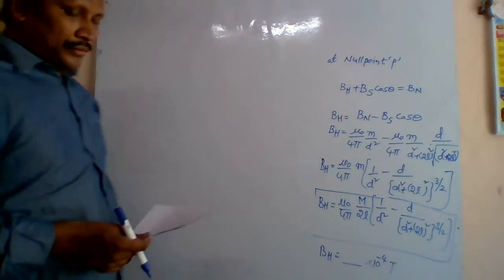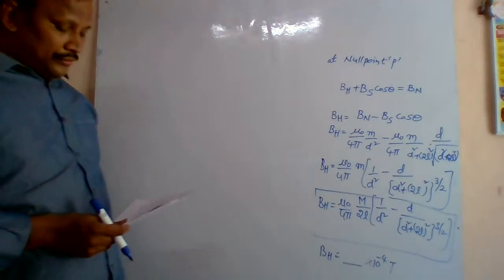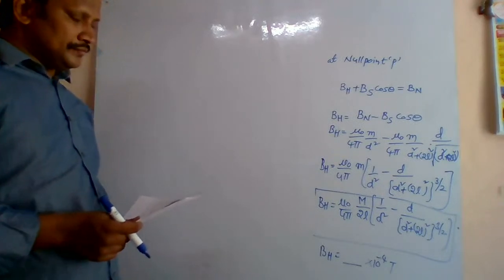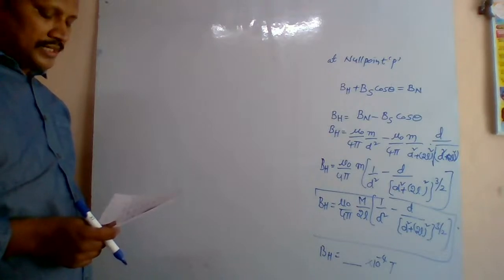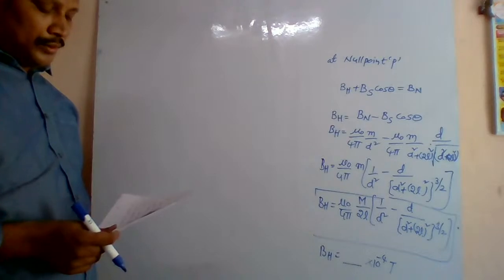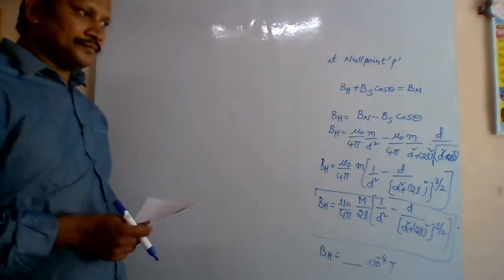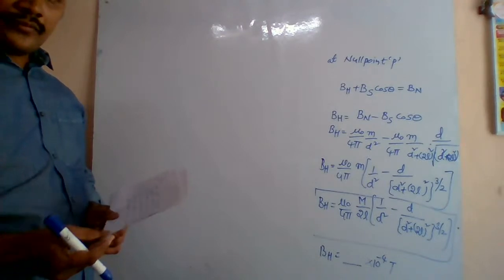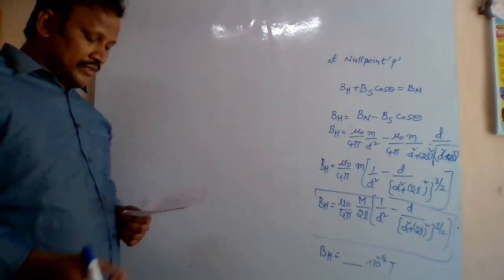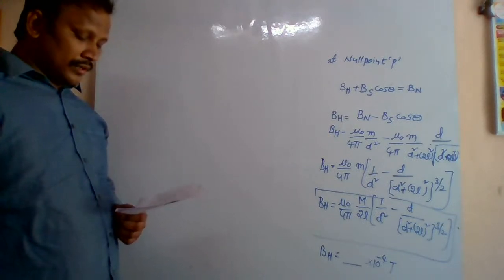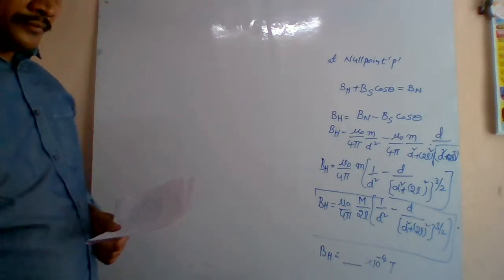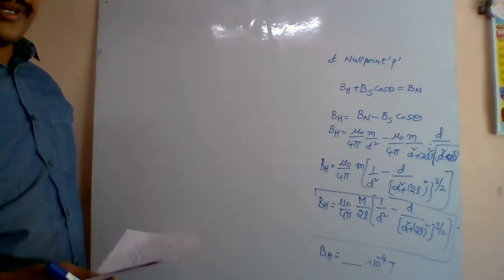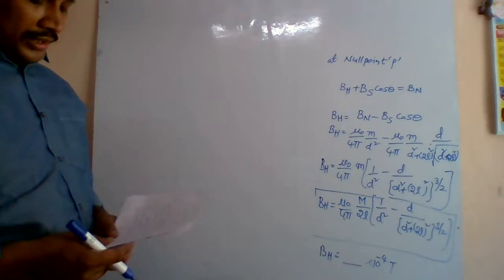Where do you place a similar pole of the same pole strength M on the other side of the origin? That means on the negative x-axis, on the other side of the origin.